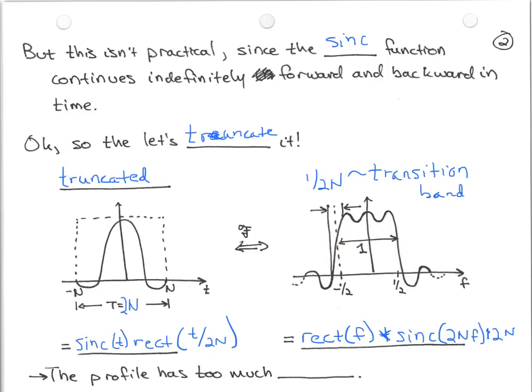Okay, so why is this so terrible? Well, it has a lot of ripple, right? It just has way too much ripple. It's really big ripple. That's what this has. So the profile just has too much ripple to be really acceptable for use.